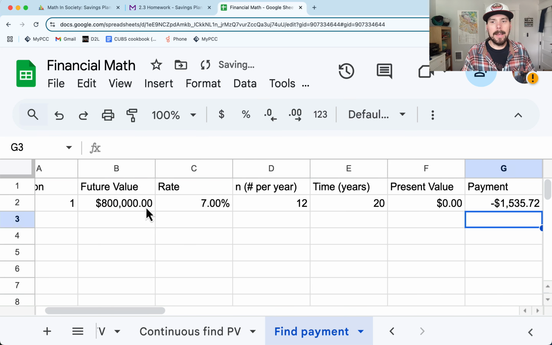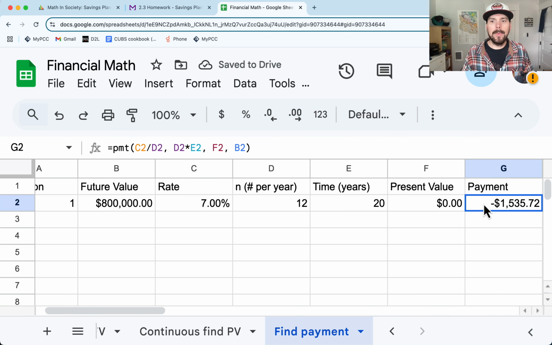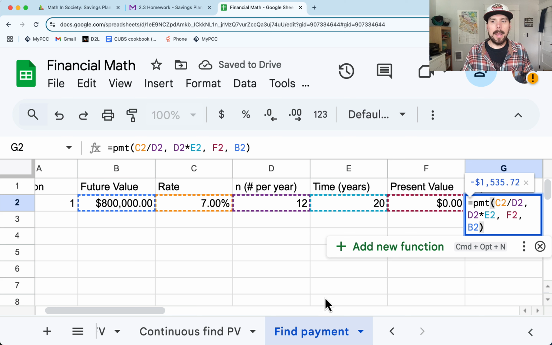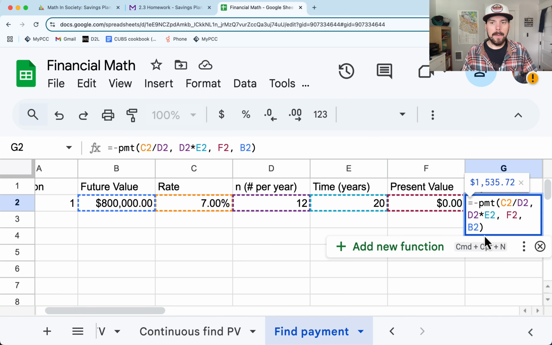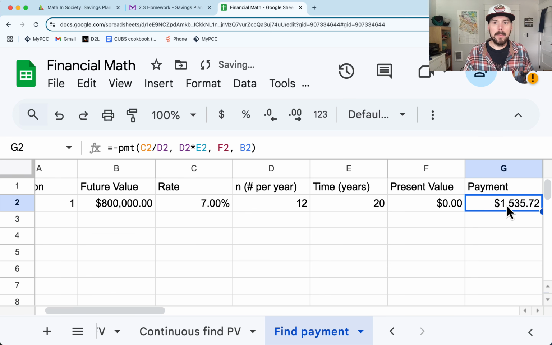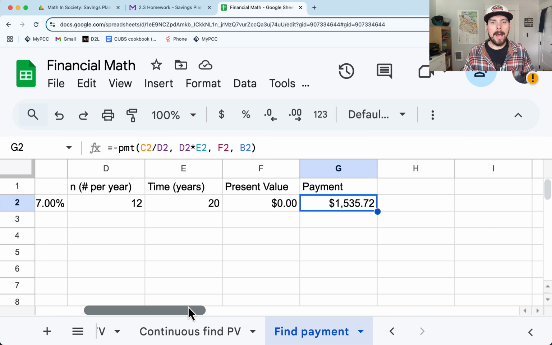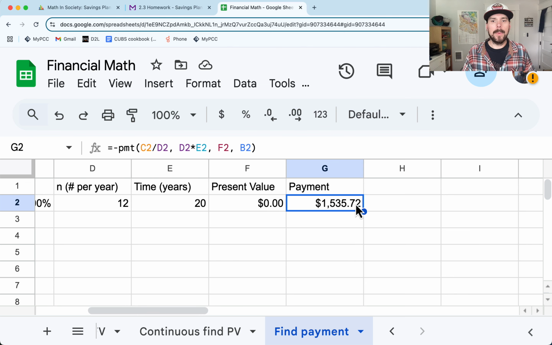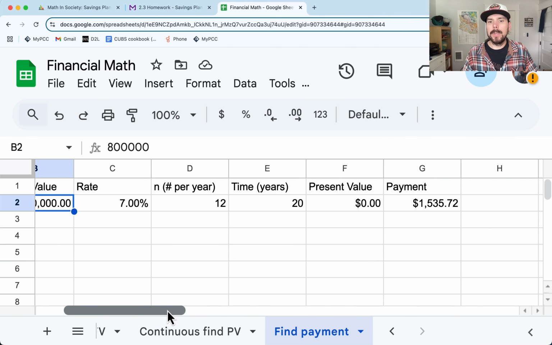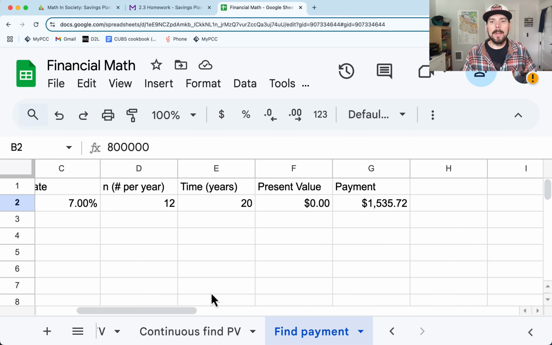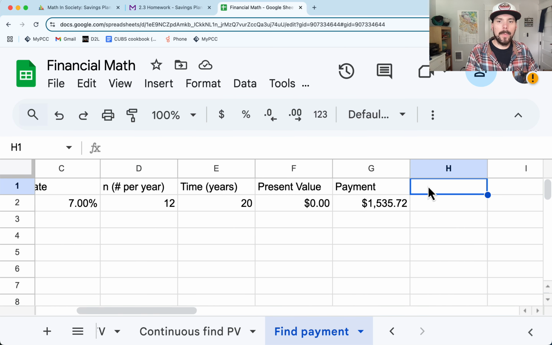Now, just like I faced this issue before, we get this weird sign change. I'll just put a negative in front of that. The payment seems right, and we can even check the work here. Let's figure out how much is put into this investment. Now, it won't be quite 800,000 because the interest is adding on to it, but it will also help us find the interest. So we can do total payments.